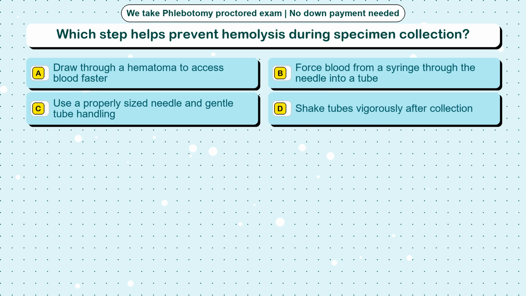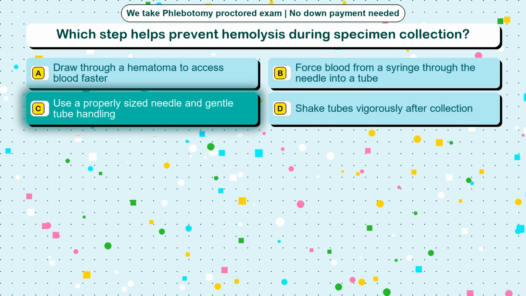Question 35. Which step helps prevent hemolysis during specimen collection? Option A. Draw through a hematoma to access blood faster. Option B. Force blood from a syringe through the needle into a tube. Option C. Use a properly sized needle and gentle tube handling. Option D. Shake tubes vigorously after collection. The correct answer is option C. Use a properly sized needle and gentle tube handling.